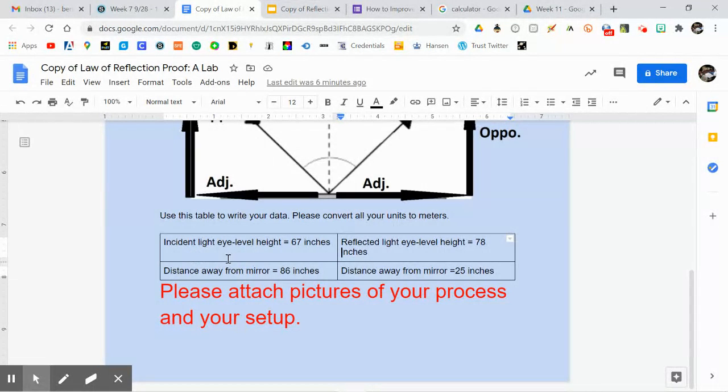So the incident light eye level height is 67 inches. This is just some data that I made up just because I don't want to give you the answers. That's all. So incident light eye level height, 67 inches.